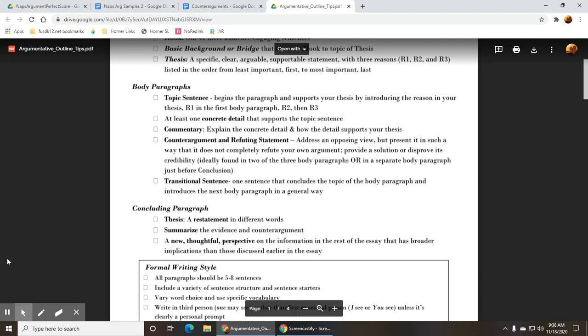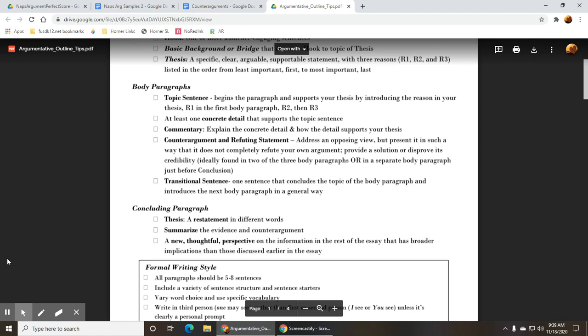An important component to argumentative writing is the counterargument. This is where you address an opposing viewpoint, show that you understand why someone else might feel differently than you do, or why they might have concerns. But then you want to provide a solution, disprove its credibility, or in other ways kind of assuage the concerns of those who might be on the opposing side of your topic.